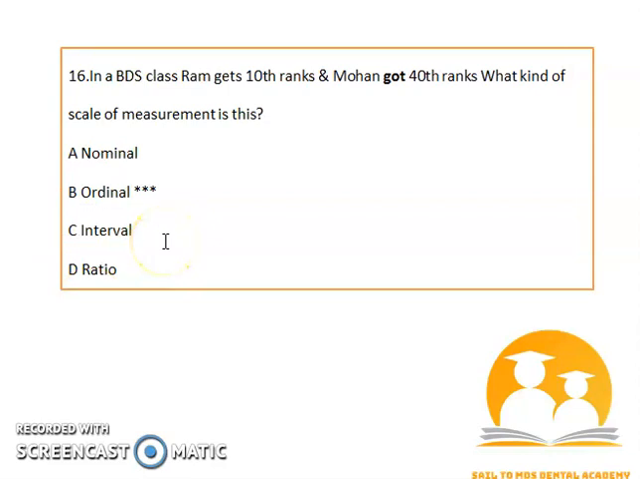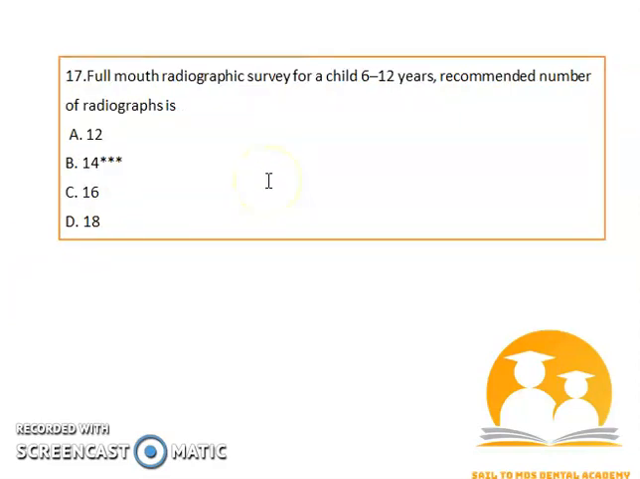Then it's a very good question: in a BDS class, Ram gets 10th rank and Mohan got 40th rank. So what kind of scale of measurement is this? It is ordinal scale.